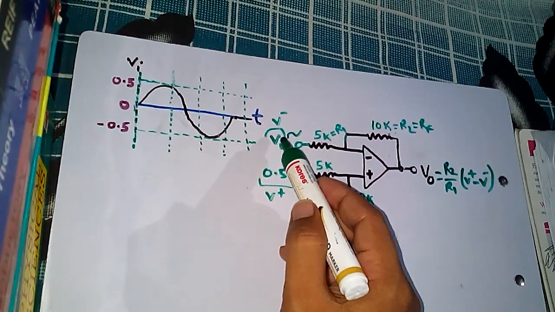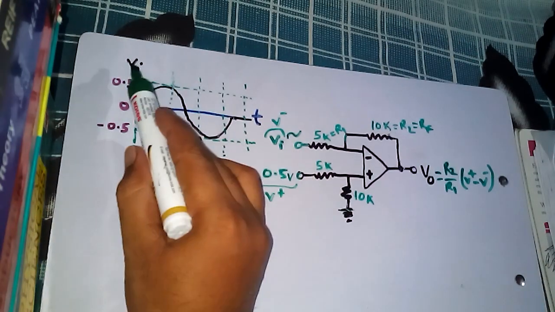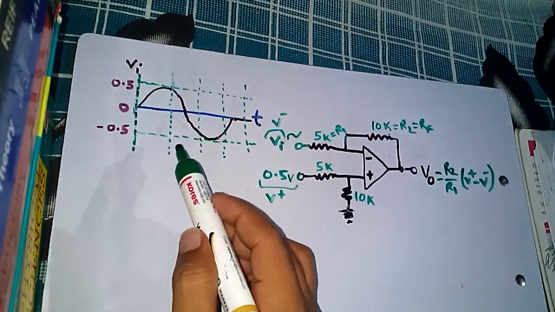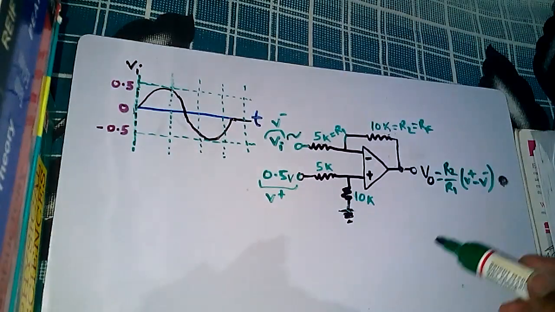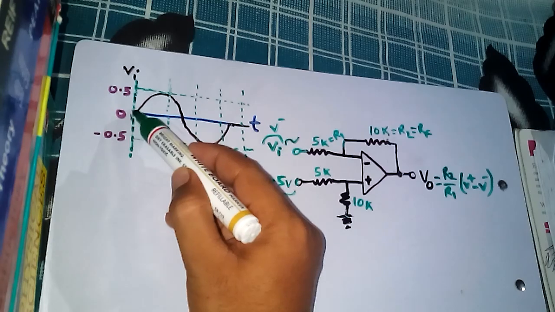That means Vi or V minus is what signal? This signal that has been given. This is Vi, that means V minus, and it is oscillating with time. We can see that this is 0 at time t equal to 0.